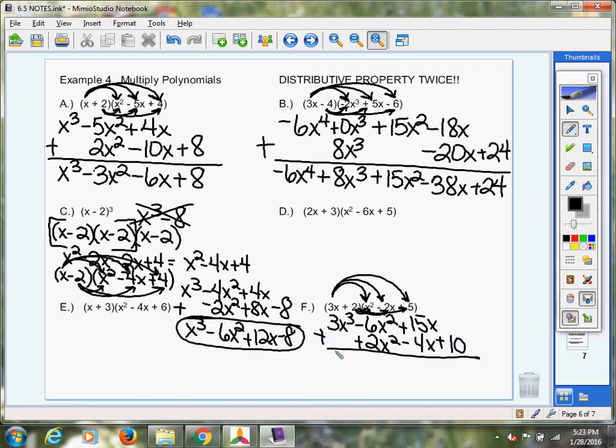Awesome. Add up your like terms. We'll get 3x cubed, and negative 6 plus 2 is negative 4x squared. 15 plus negative 4 is still 11x, and drop down your 10. And there you go. All right, so you guys, let's do D.